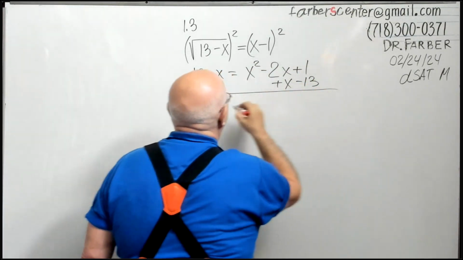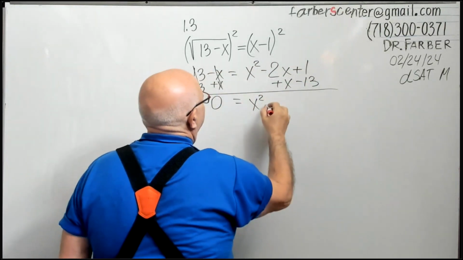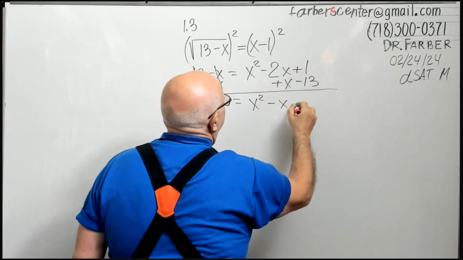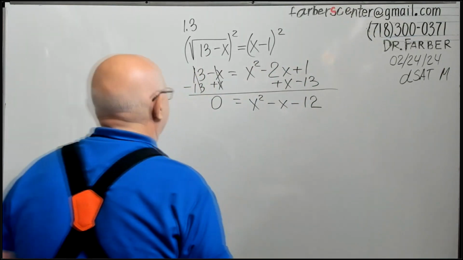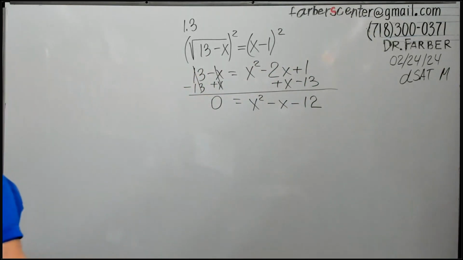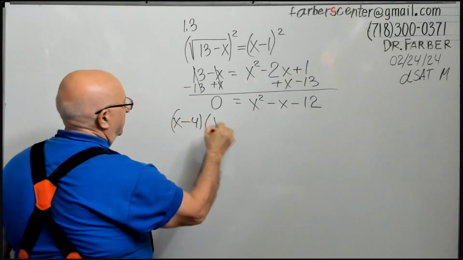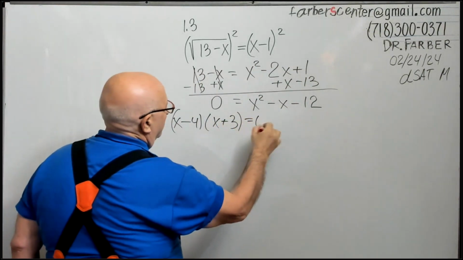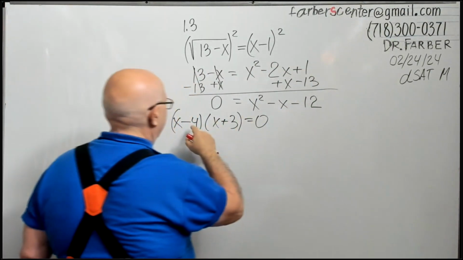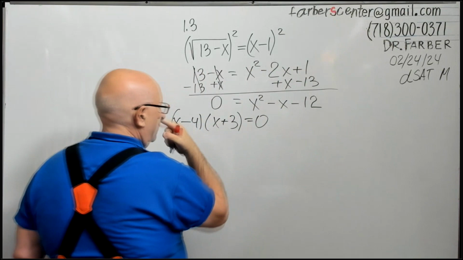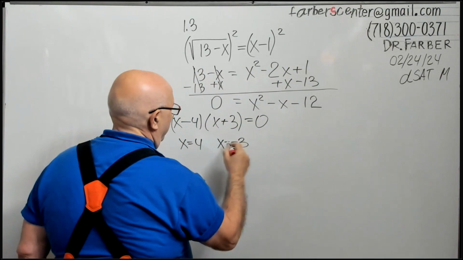Then we have the left part 0 equals x squared minus x minus 12. After that, factorize. Any questions so far? x minus 4 times x plus 3 equals 0. By Vieta's theorem, the product equals this number, and the sum equals this coefficient. x equals 4 or x equals negative 3.